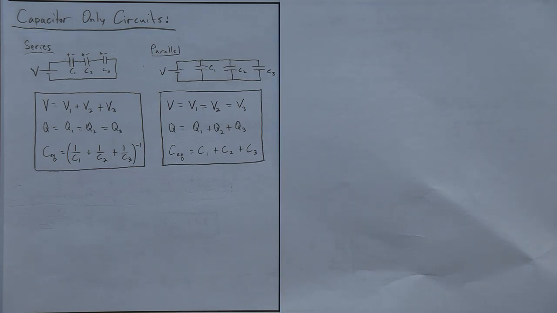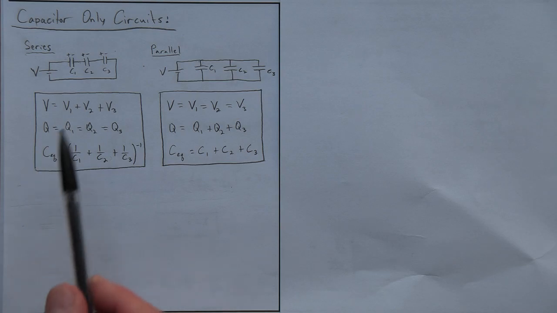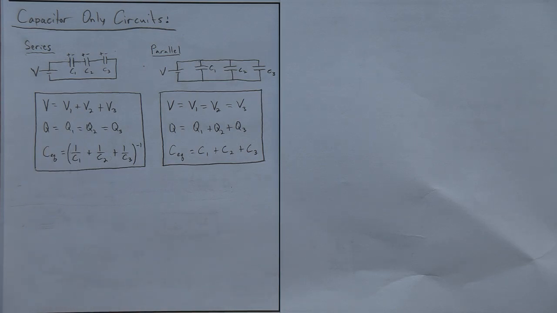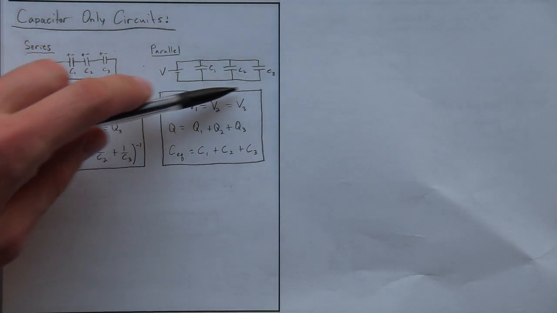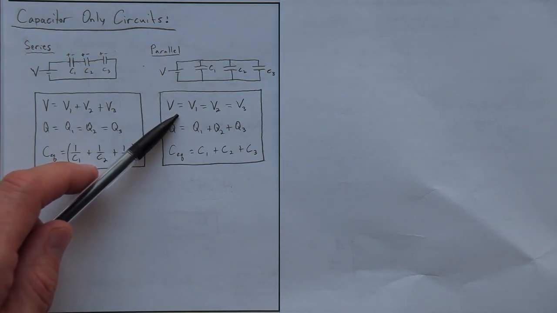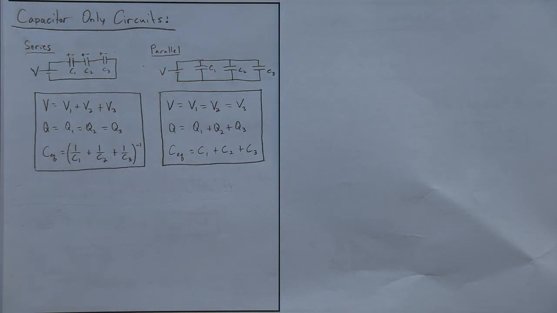Sometimes we have multiple capacitors in a circuit, capacitor-only circuits. So we can have series and parallel capacitor circuits. And so you see the pictures. I don't need to explain those again. The voltage expressions are the same. The voltage gets split up, and here they all get the complete voltage. So this is the same as for resistors.